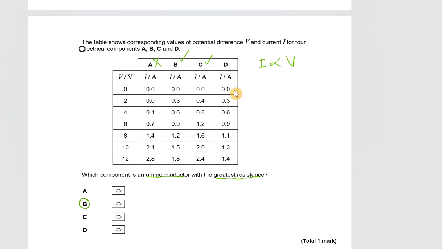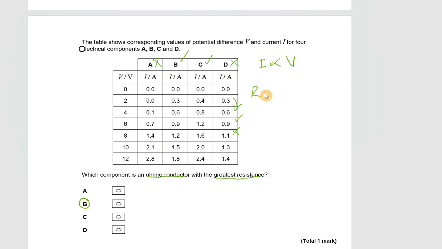Let's look at D. Well, doubling the potential difference, yeah, that's okay. Tripling the potential difference, yeah, that's okay. Quadrupling the potential difference, no. If I quadruple 0.3, we would get 1.1. So D is not a possibility. So the possibilities are B and C. They are both ohmic conductors. So now we just need to see which one has the largest resistance of B and C.